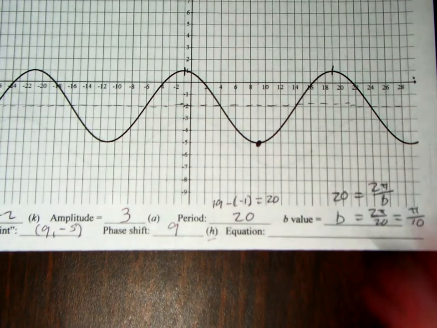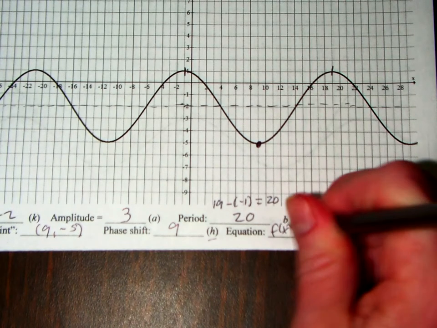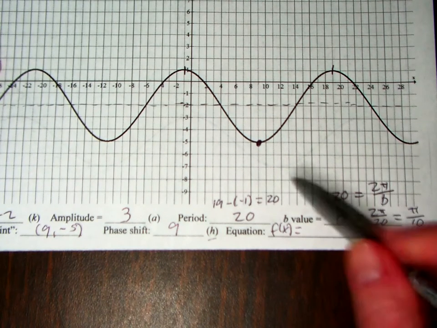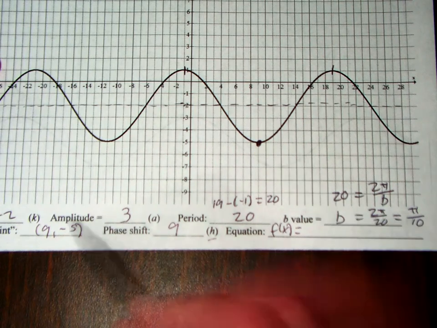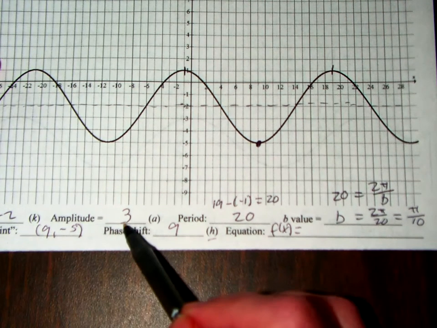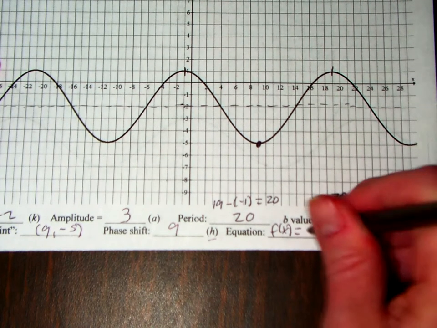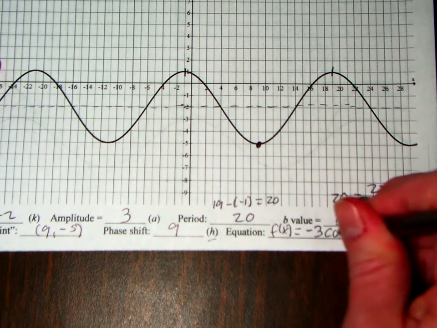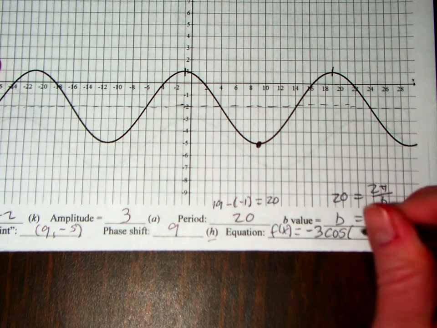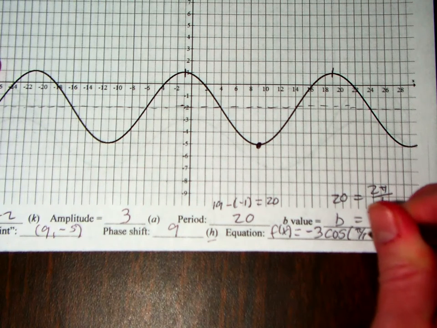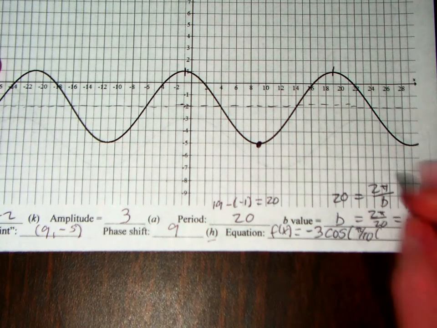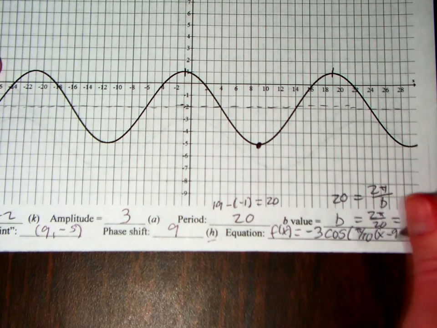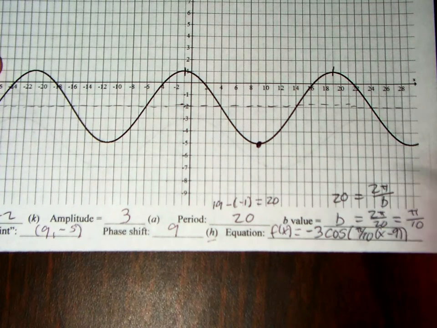And I'm ready to write my equation. So f of x equals, now in this case, my amplitude is 3, and I'm starting at a minimum. So it's going to be -3, and it's a minimum, as I just said. So it would be a cosine, parentheses, pi over 10, my b value, x minus 9, change of sign, -2 for the equator, for the k value.